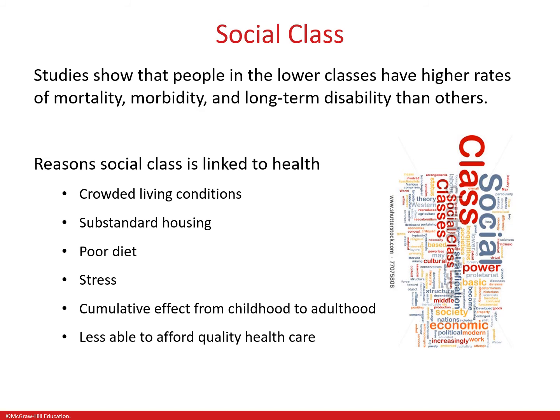Social class appears to have a cumulative effect. When you don't have access to health care as a child, you tend to have more illness as an adult. The poor are less able to afford quality medical care.